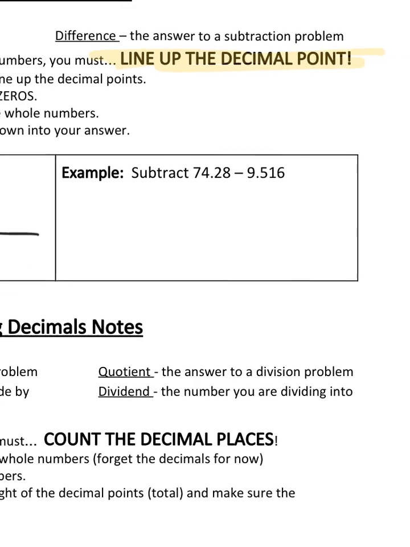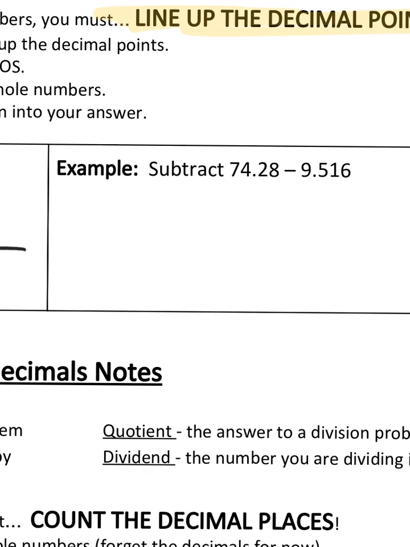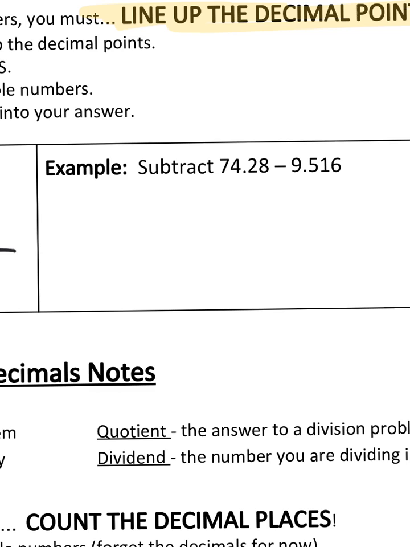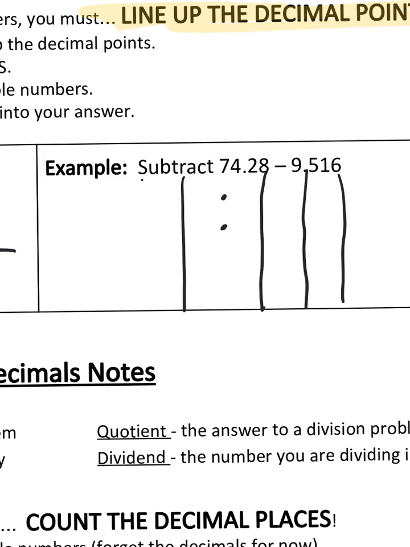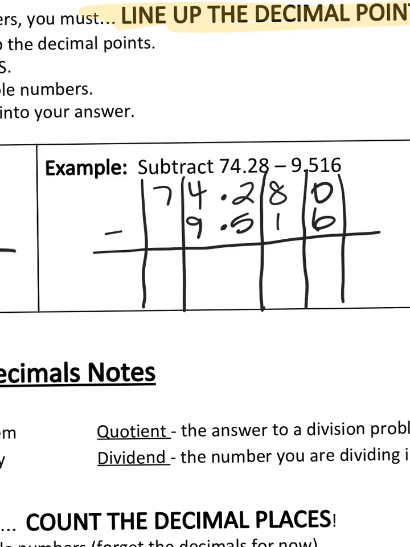Same thing with subtraction. Okay, so you want to make sure that your decimals line up. Okay, and that you've got kind of a grid to follow. Makes it easier. Okay, so we've got 0.28 minus 9.516. Now what I want you to do is, if your top number is shorter than your bottom number, just add that 0 in there, because that's going to make it easier when you are subtracting.